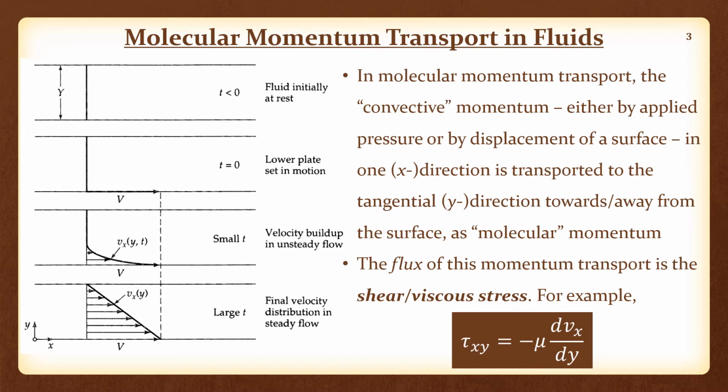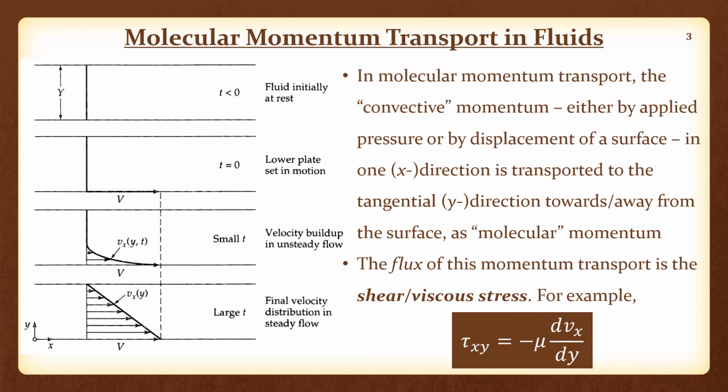If you ask yourself, where did the x momentum for the fluid particle come from? It came from either an applied pressure. In the case of the first example, flow between two parallel plates, before the fluid entered the region between the two parallel plates, a pressure had been applied, and that had driven this flow into the region between the two parallel plates. Or in the case of fluid flow, as you can see in this picture, the lower plate is set in motion, and that displacement of the surface provides the convective momentum. So this is, so to speak, the source of the convective momentum.